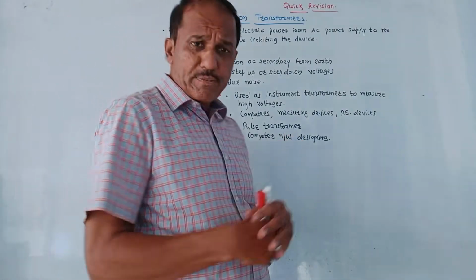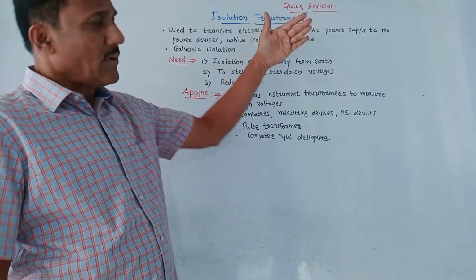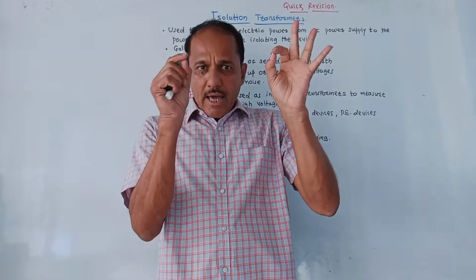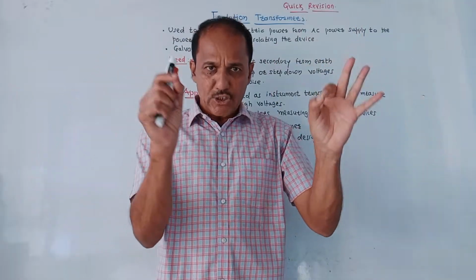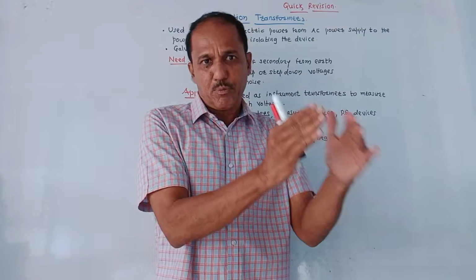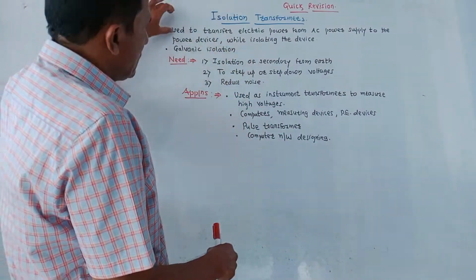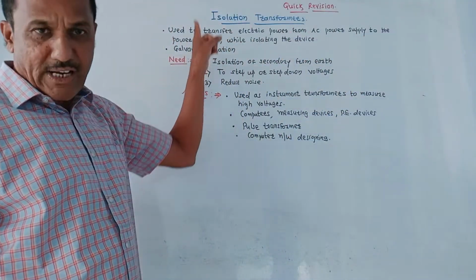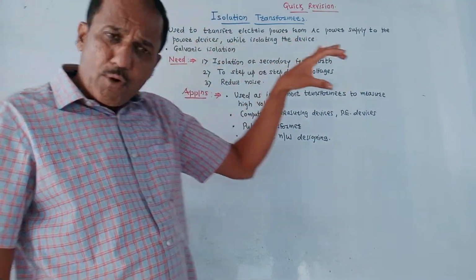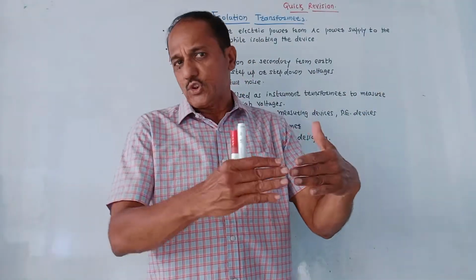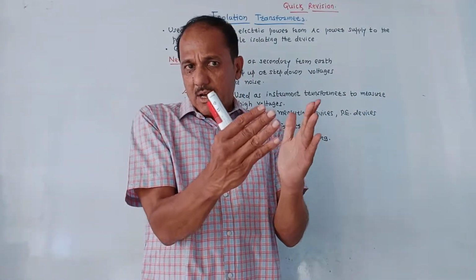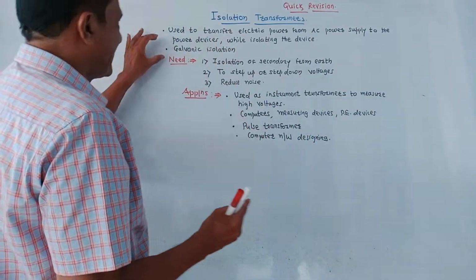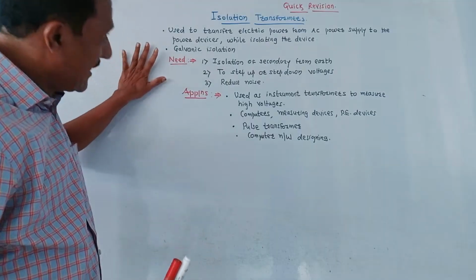Now the last part of this session is isolation transformers. We'll discuss what an isolation transformer is, what its need is, and what the applications are. As the name indicates, isolation transformers are used to isolate the power devices from AC supplies. So it is used to transfer electric power from AC power supplies to the power devices while isolating the devices. This provides galvanic isolation. That means there is no physical contact, but like the normal transformer, the primary and secondary windings are separate, so it provides galvanic isolation.